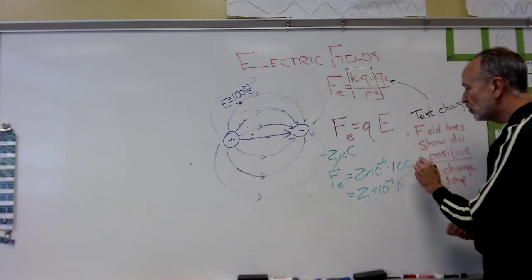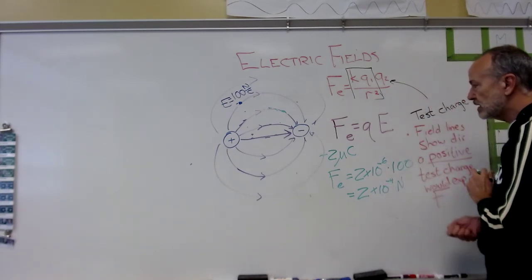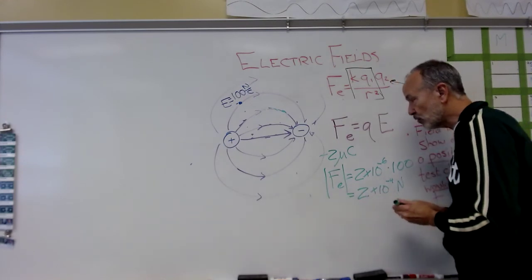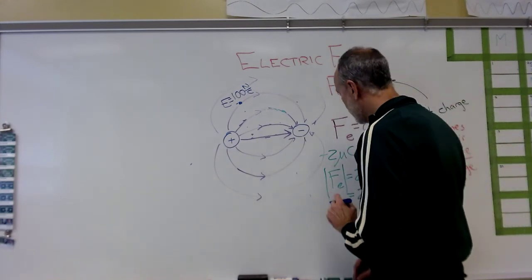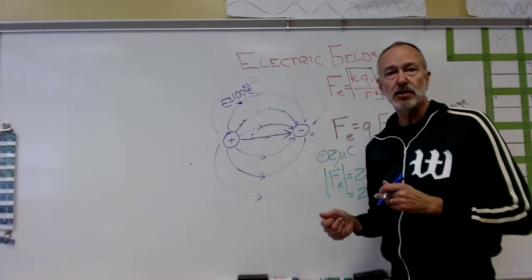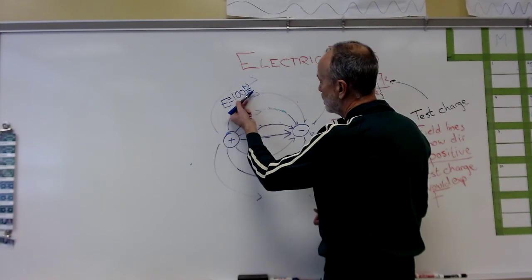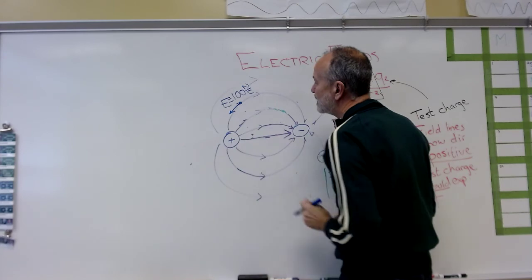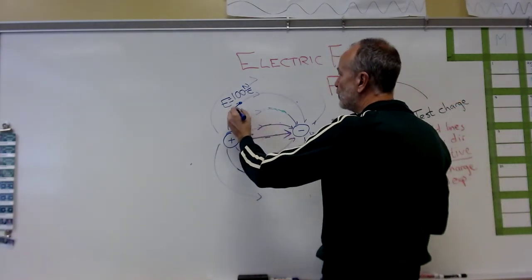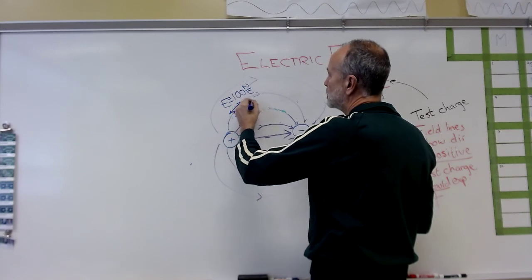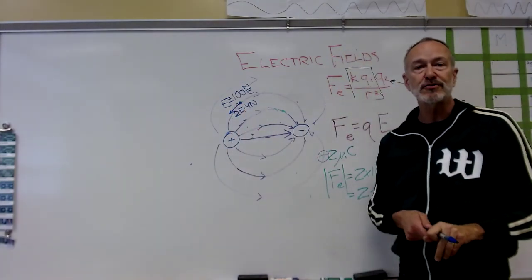This is newtons per coulomb. This is coulombs. We end up with 2 times 10 to the negative 4 newtons. Okay, so there's the magnitude, that we know how big that electrostatic force is. What direction is it? Well, this is negative. Remember, the field lines show the direction a positive charge would experience a force. So this will experience a force in that direction. And the force will be equal to 2 times 10 to the negative 4th newtons. So that's how we use electric fields.